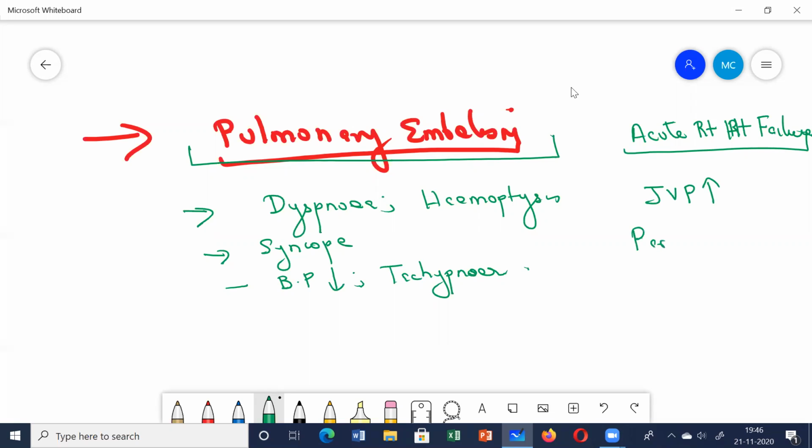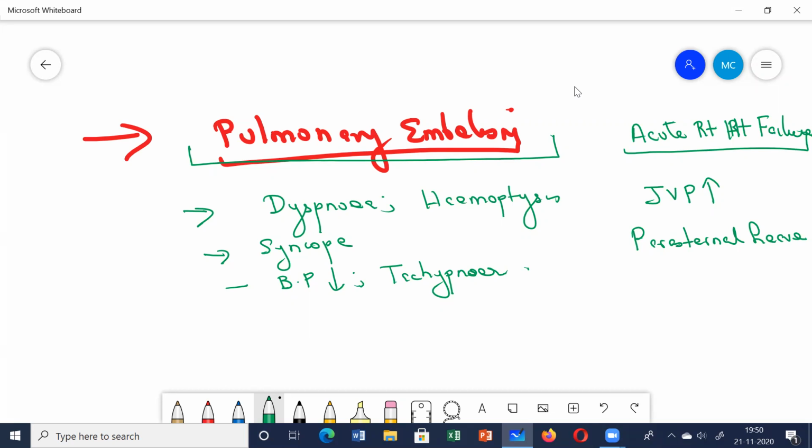Parasternal heave. What is parasternal heave? If you have attended your practical classes, you must know what a parasternal heave is. How will you see whether there is a parasternal heave or not? You place the heel of your hand over the left parasternal region.